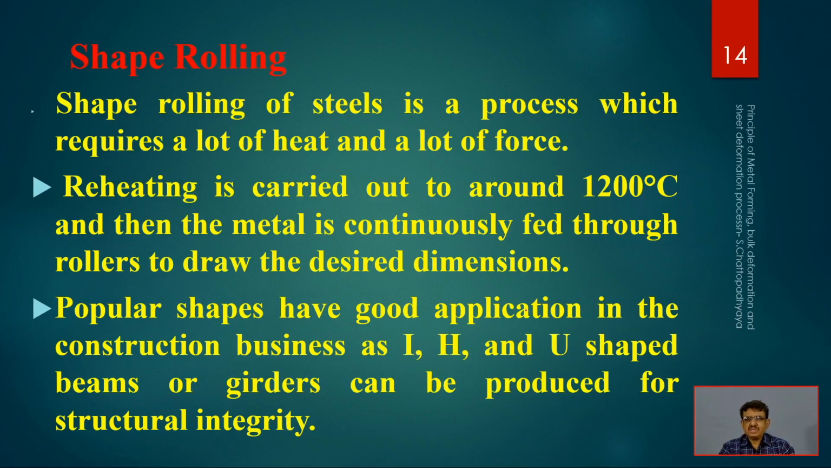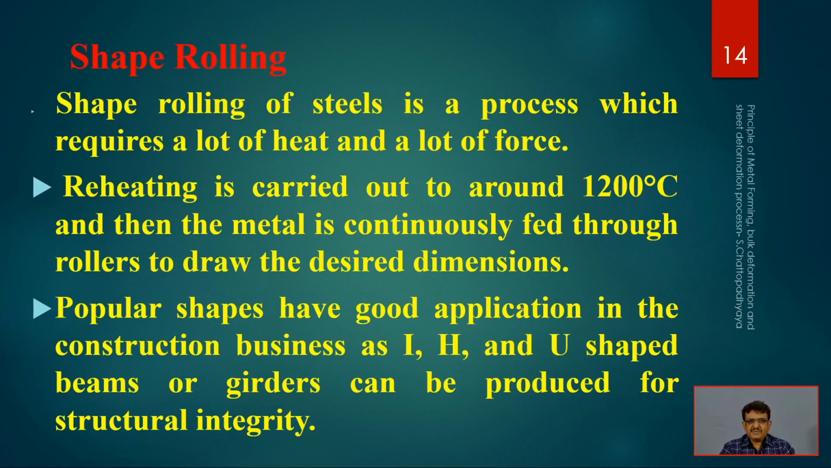So those machines and other things have to take care of all those rigidity issues related to those things. And reheating is carried out around 1200 degrees Celsius, that means above the recrystallization temperature, and then the metal is continuously fed through rollers to draw the desired dimension. And because of that friction, those rollers are able to pull the billets from the shapes, and productivity is very, very high.